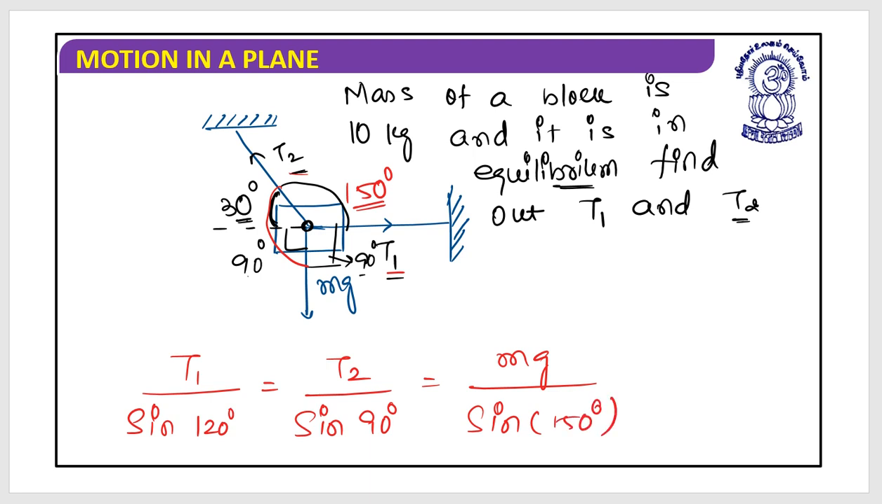So if I know the value of sine 120, sine 90 and sine 150, this can be done easily. At this point of time we are not going to solve this, but this can be done. This is very easy according to Lami's theorem. So can you do this? Okay, great.